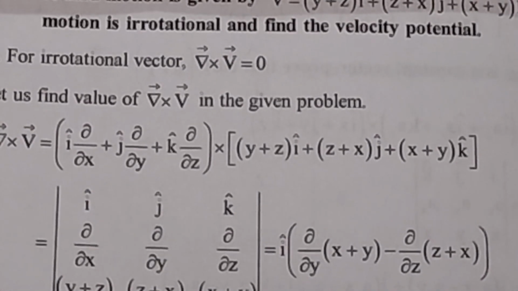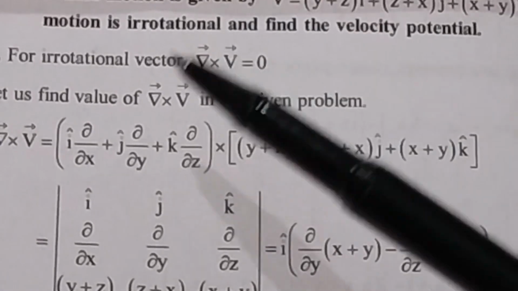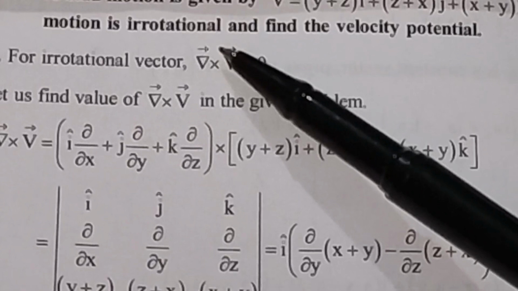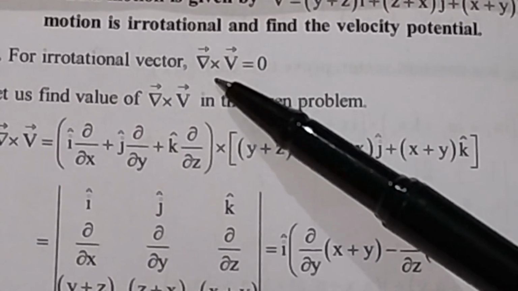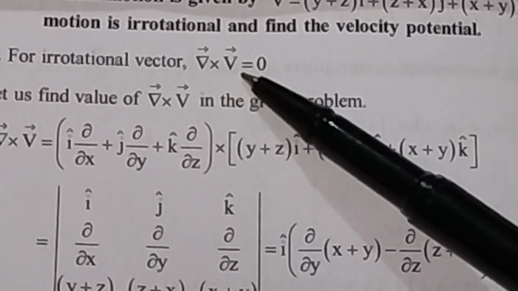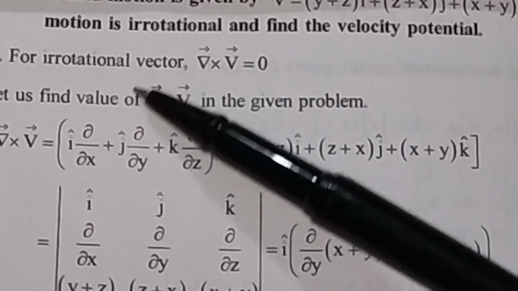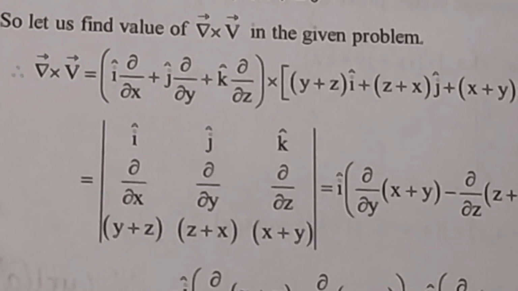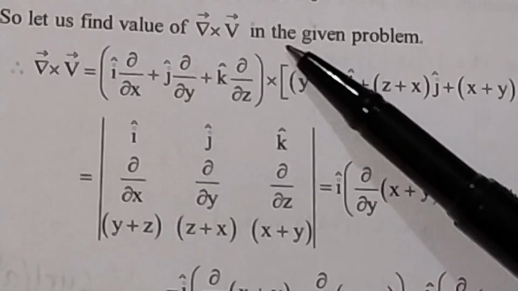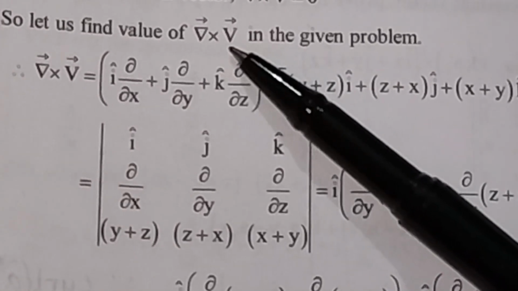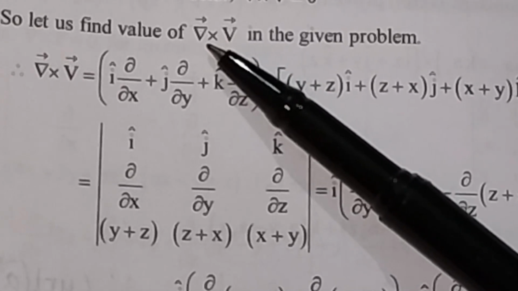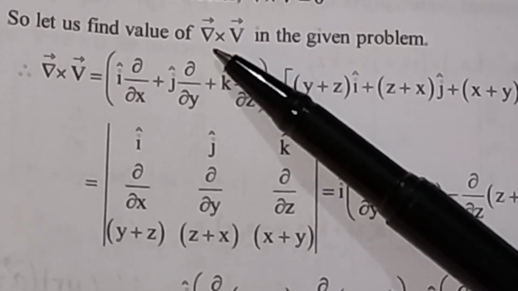We know motion means velocity. So velocity is irrotational means the curl of the velocity must be equal to 0. If you prove that curl of velocity equal to 0, then motion will be irrotational. To find the curl of the velocity, mathematically we will write curl of velocity is equal to the cross product of the del operator with the velocity vector. This is your del operator.